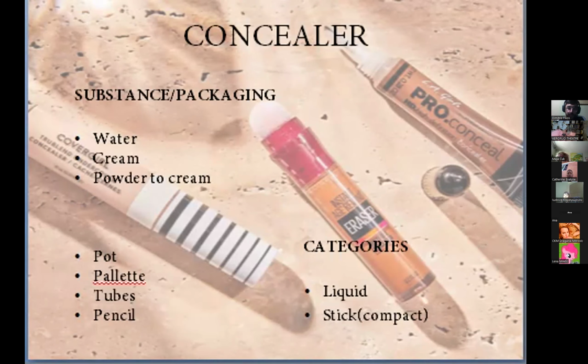We have different substance and packaging, as you can see in the image, with watery concealer, creamy, powder to cream, packaged in pots, palettes, tubes, and pencil form. But the two main categories are liquid and stick. Concealer is similar to foundation, pretty much. However, it is usually a lighter cosmetic used to even out the skin tone. That's why it is used under the eyes so much, because it's lighter than foundation usually.